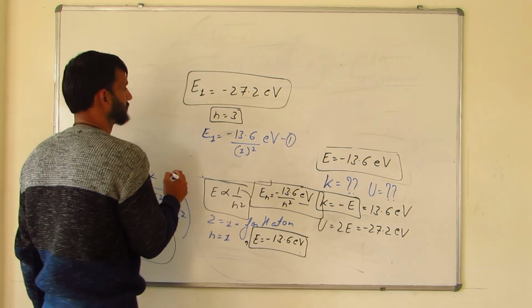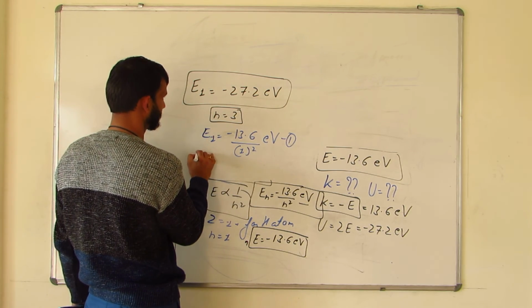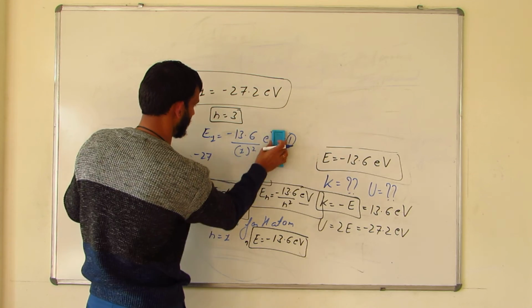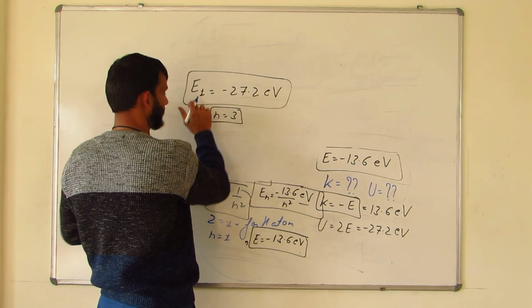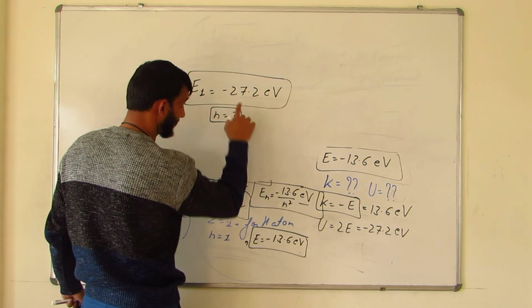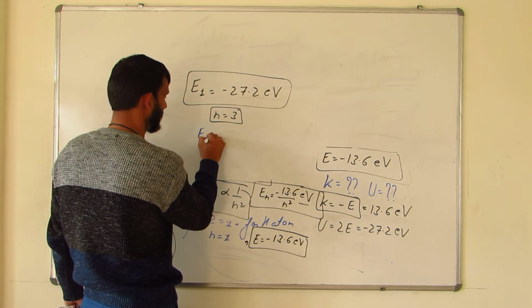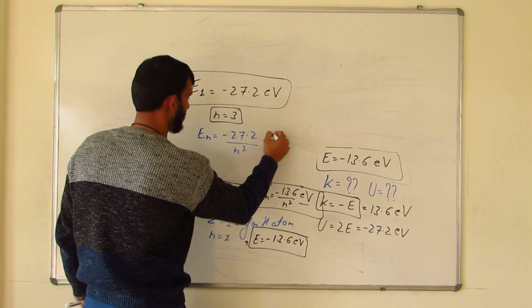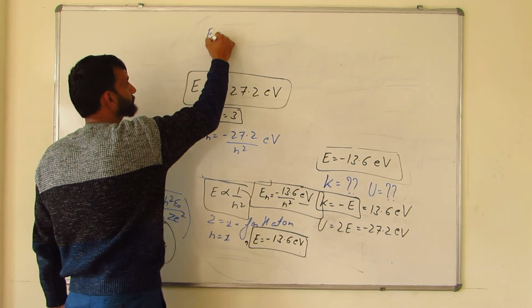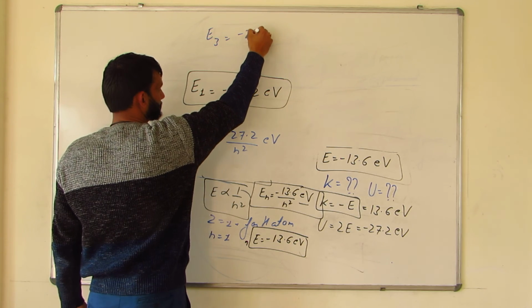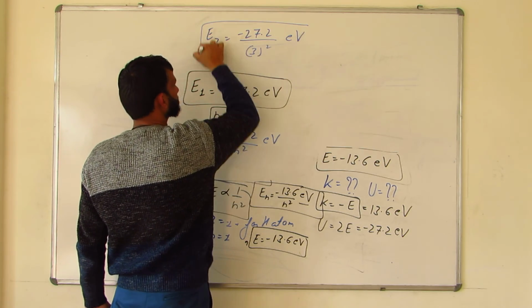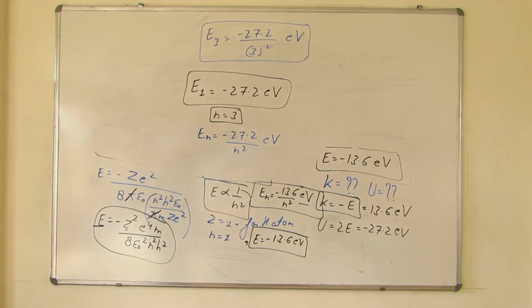First orbit is already given, guys. So this is not 13.6 for this particular atom. That is for hydrogen atoms. So we will modify this relation to minus 27.2 upon n square eV. So this you can calculate. So it will be minus 3.02 eV.